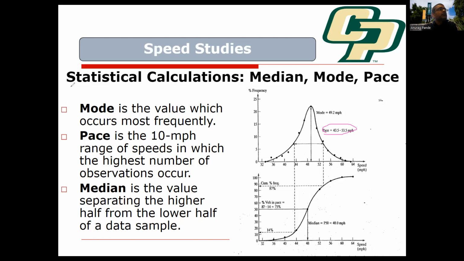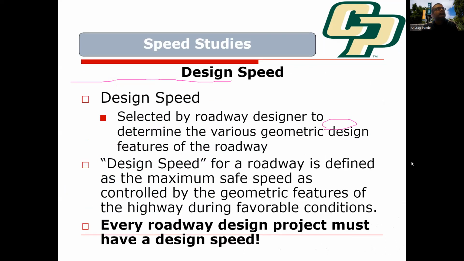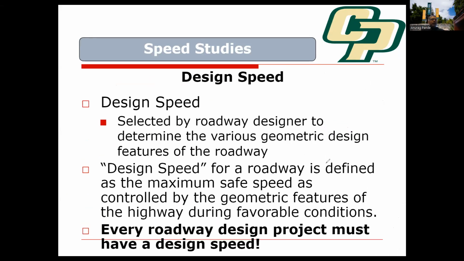And so this is your job for the lab. You're going to be making these statistical calculations. Yeah. And here's one thing that I want to talk a little bit about just before we conclude. You might hear different terms and I want you to be clear about this. The design speed is selected by the roadway designer to design the various geometric design features. Design speed of the roadway is defined as the maximum safe speed as controlled by the geometric features.